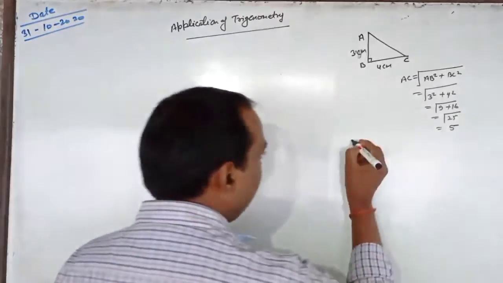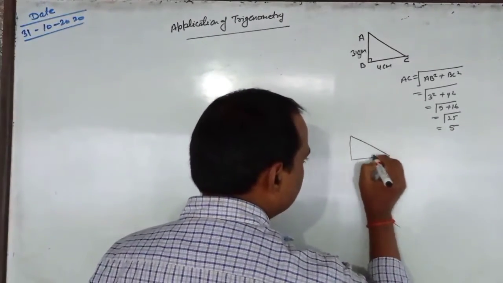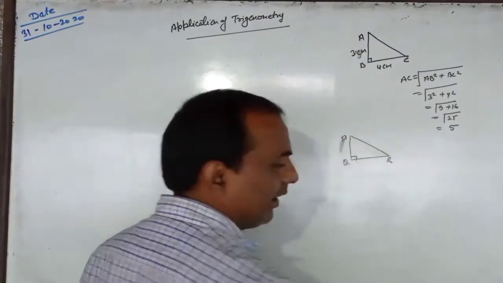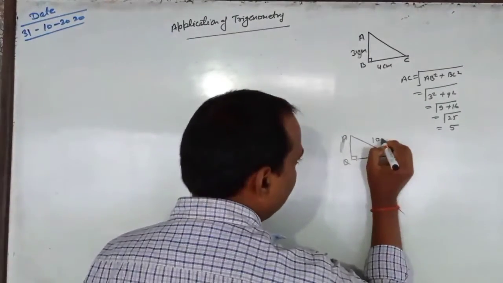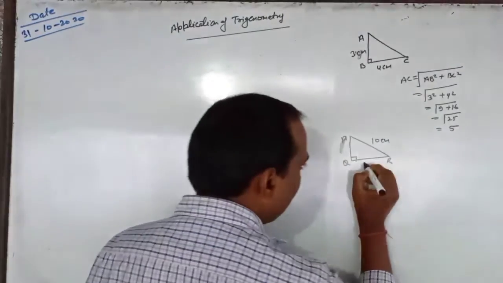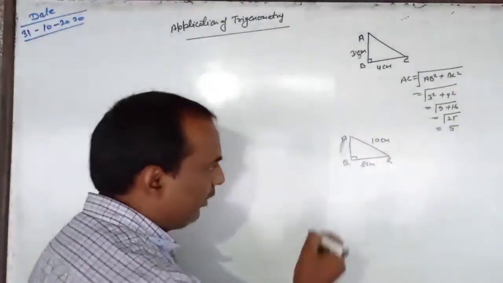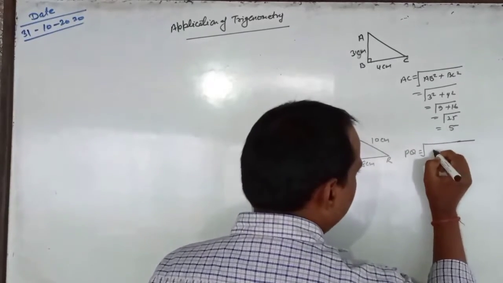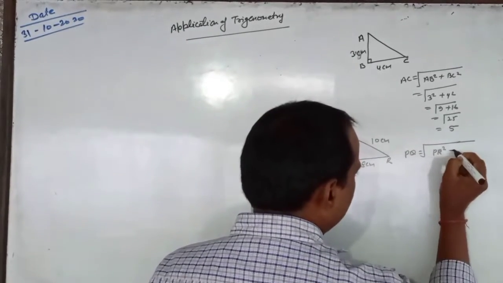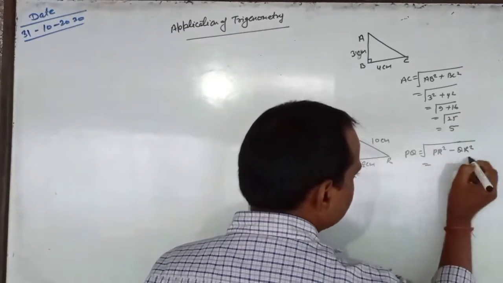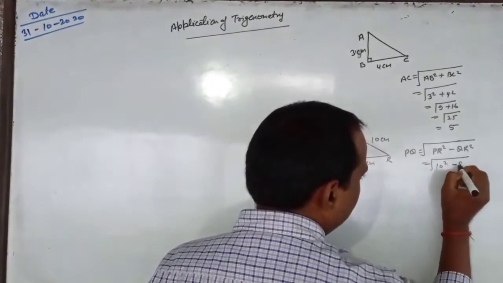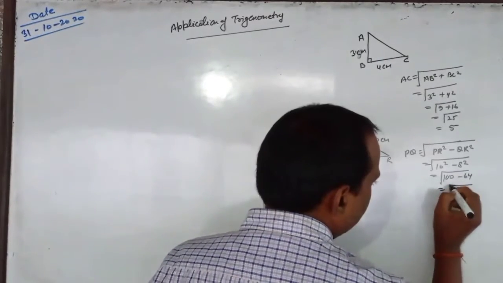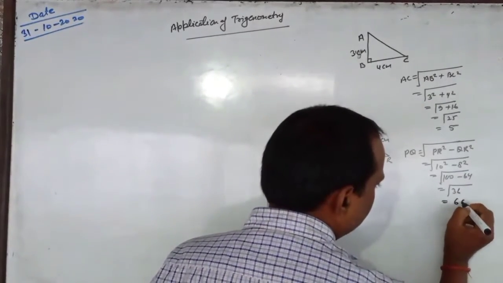Or if in a right angle triangle PQR, right angled at Q, PR is given 10 cm and QR is given 8 cm, here we can find PQ. PQ here is the perpendicular, so it will be hypotenuse PR square minus base QR square. Here it is 10 square minus 8 square, 10 square is 100 and 8 square is 64. The difference is 36, square root is 6 cm.